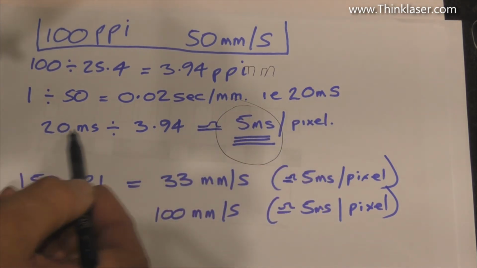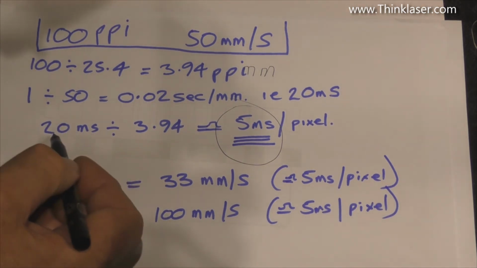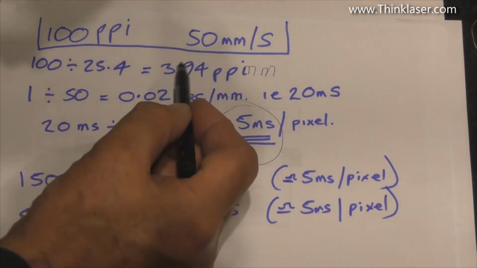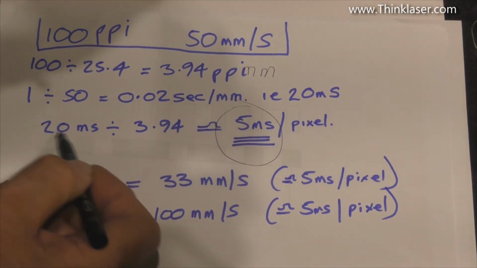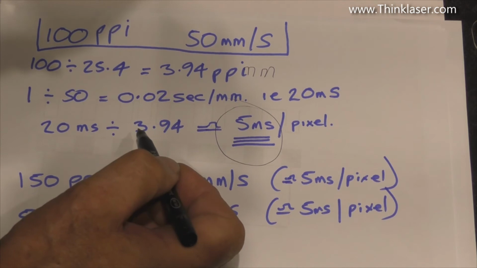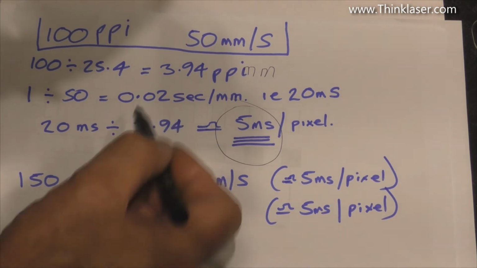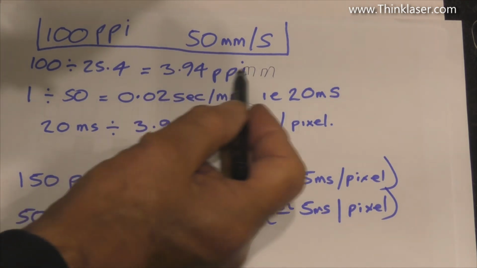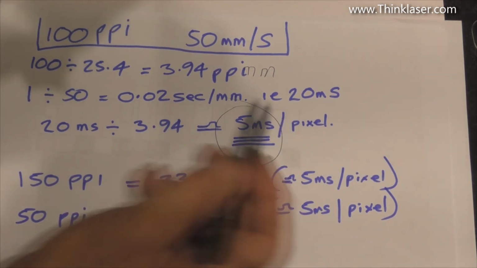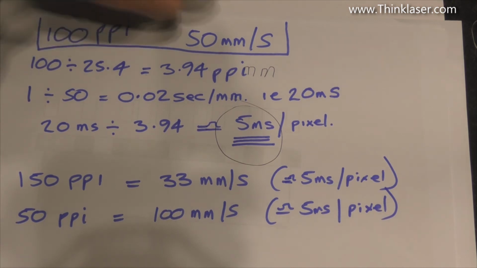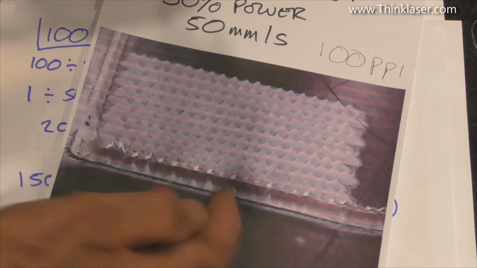If we now take the 20 milliseconds, in other words, that's how much time it takes to travel a millimetre, but we know that in a millimetre we've got 3.94 pixels. So if we take the time it takes to travel 1 millimetre and divide it by the number of pixels in that millimetre, let's just call that 4, for example, 4 pixels per millimetre. It's a nice simple calculation and we get approximately 5 milliseconds per pixel. So that's the amount of time that it takes to actually put one of these pulses down.